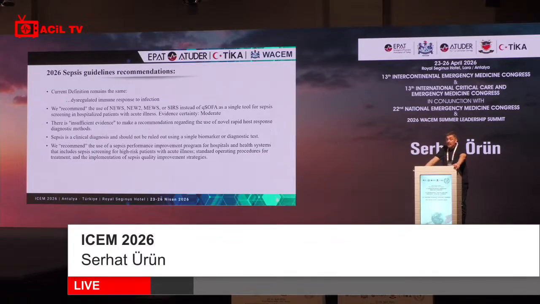In current guidelines, the definition remains the same, but they recommended use of NEWS, NEWS2, MEWS, and SIRS instead of qSOFA as a single tool for sepsis screening. And there is insufficient evidence to make a recommendation regarding the use of novel rapid host response diagnostic methods. This is important: sepsis is a clinical diagnosis and should not be ruled out using a single biomarker or diagnostic test.